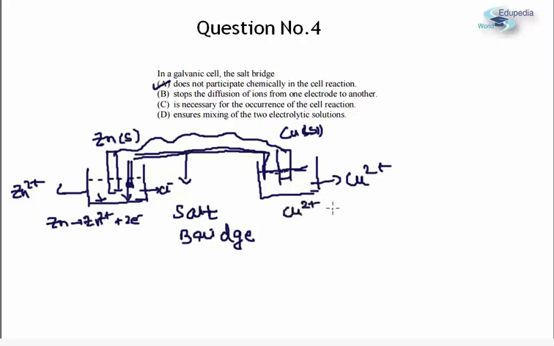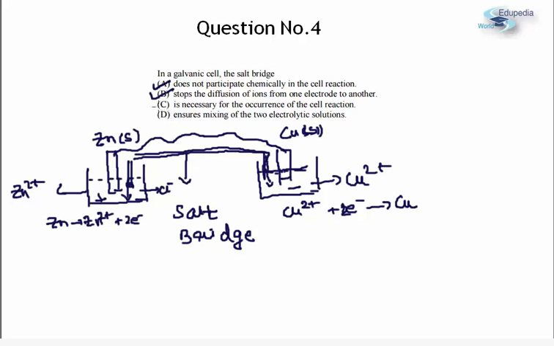So Cu2+ plus 2 electrons is going to Cu. So cations will be consumed from this solution and there will be a net negative charge. So salt bridge will supply a positive charge over here. So fundamentally it's preventing the diffusion of ions from one electrode to another. So B is also going to be the correct option.